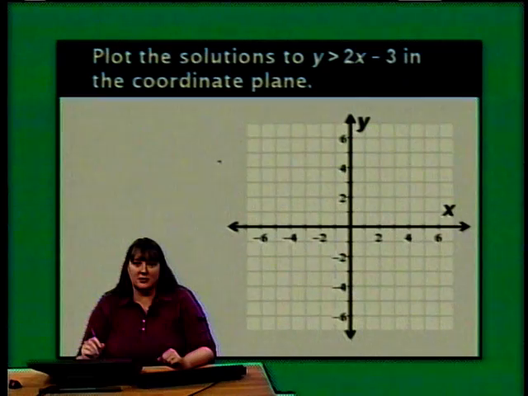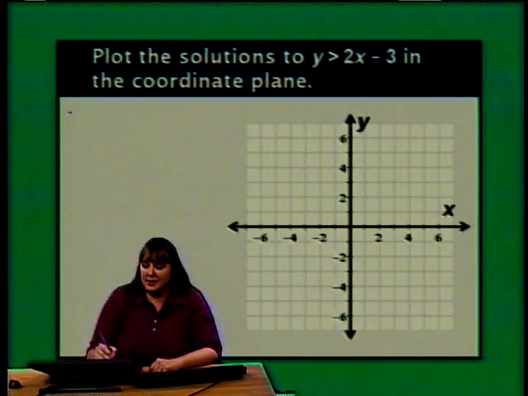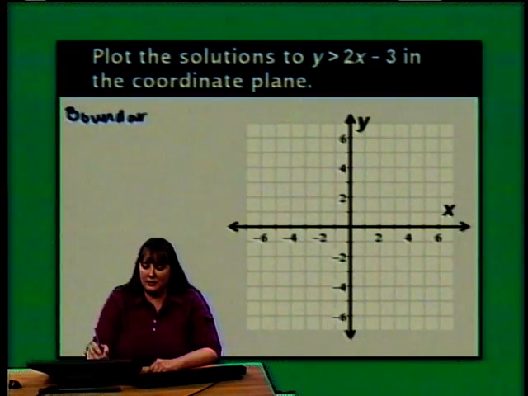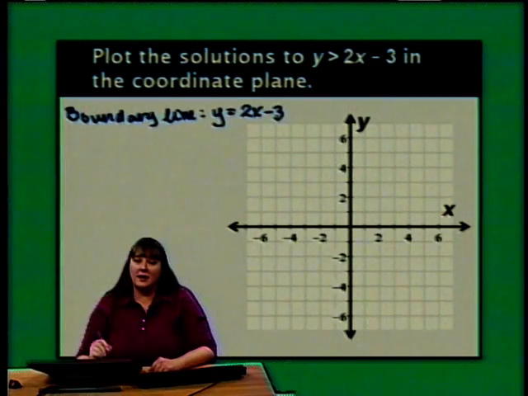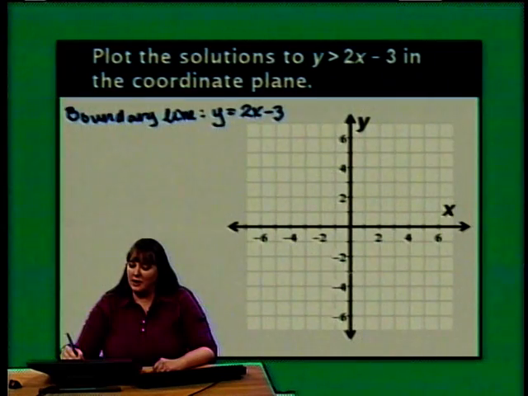Now let's plot the solutions to y is greater than 2x minus 3 in the coordinate plane. This time my boundary line is y is equal to 2x minus 3. This line has a slope of 2 and a y-intercept of 0, negative 3. So starting at my y-intercept of 0, negative 3, a slope of 2 I can think of as the fraction 2 over 1, a rise of 2 and a run of 1, up 2 over 1.